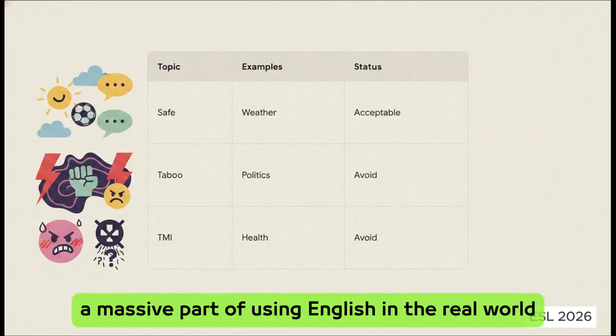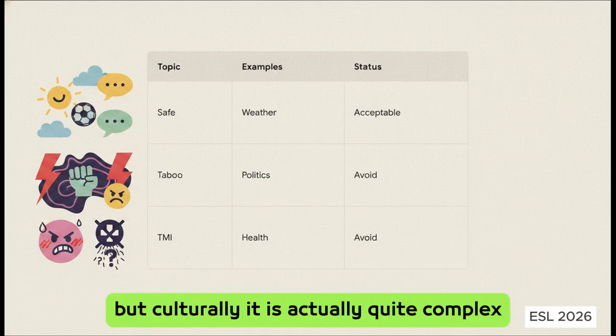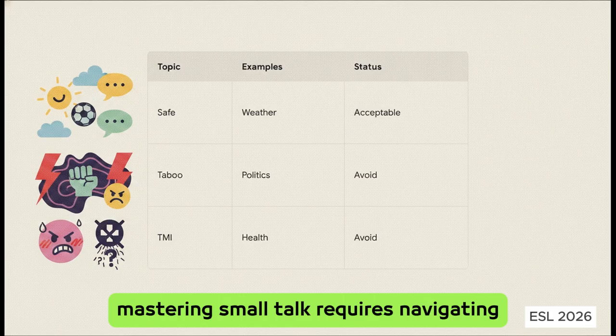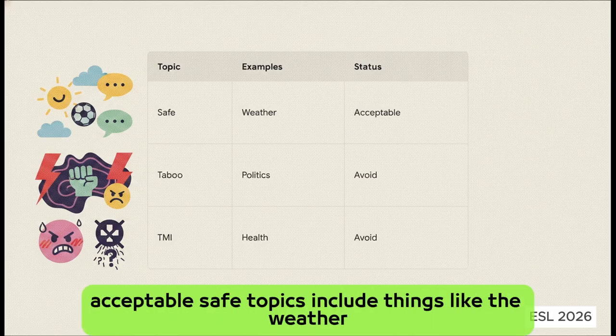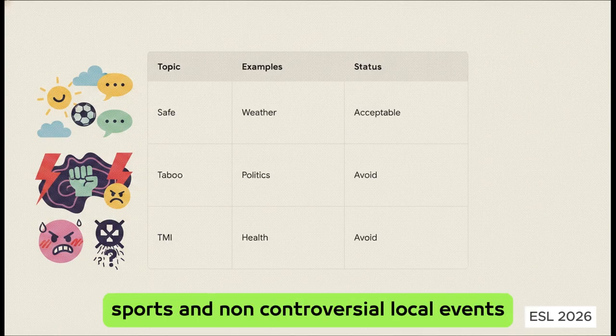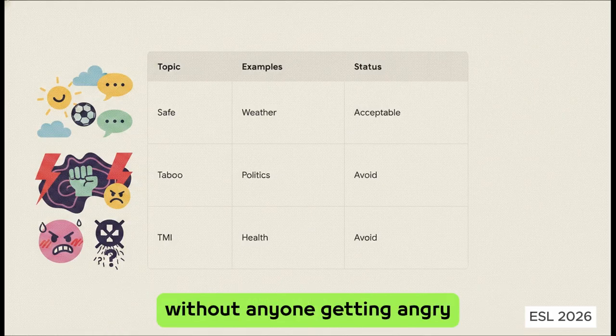A massive part of using English in the real world is mastering the fine art of small talk. It sounds simple, right? But culturally, it is actually quite complex. Mastering small talk requires navigating some very distinct categories of conversation. Acceptable, safe topics include things like the weather, sports, and non-controversial local events. These are fantastic because everyone can contribute without anyone getting angry.